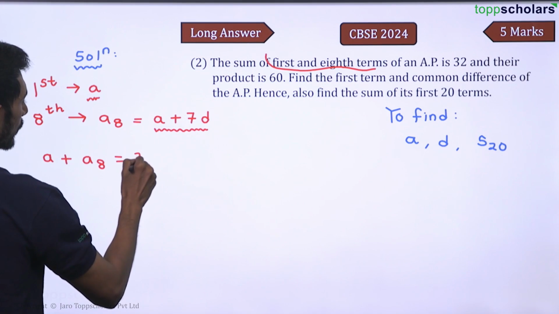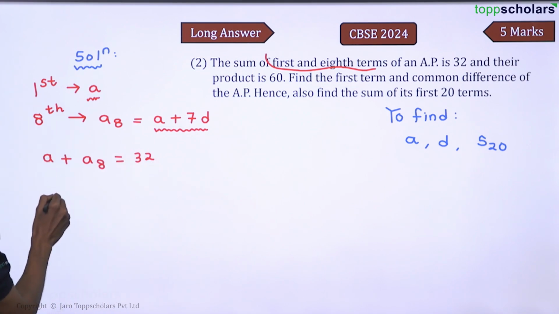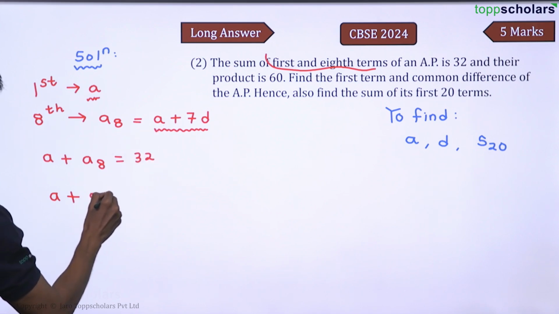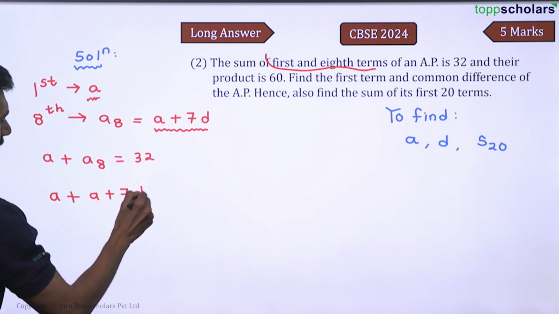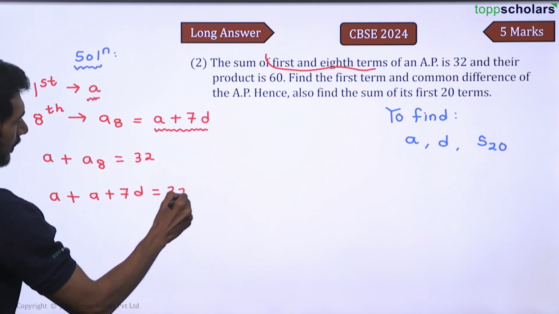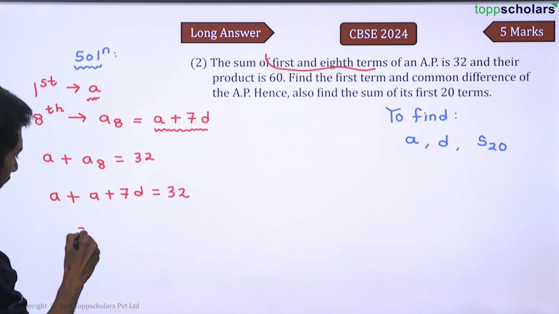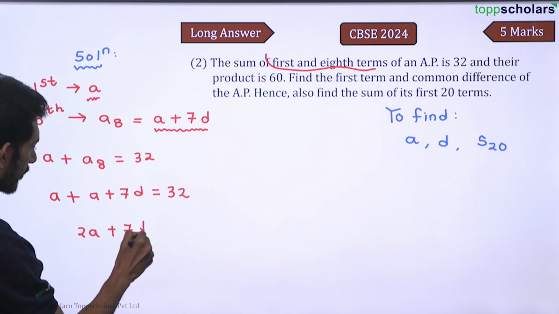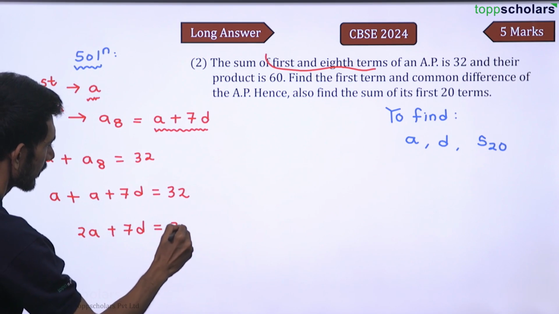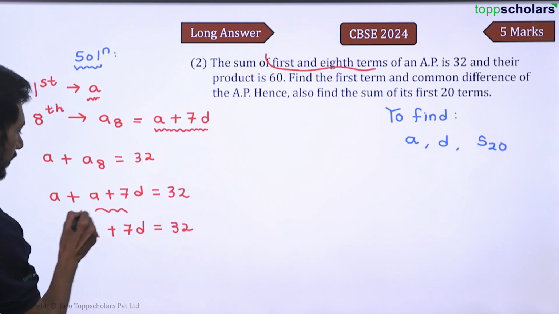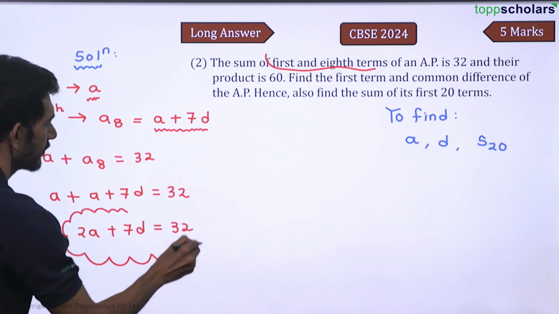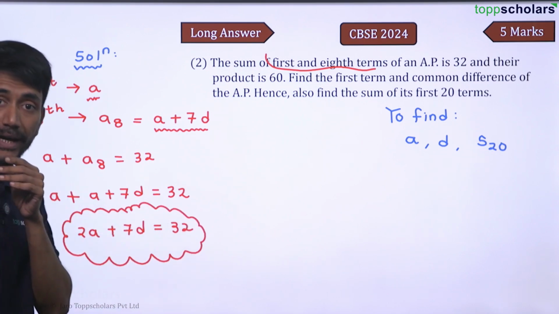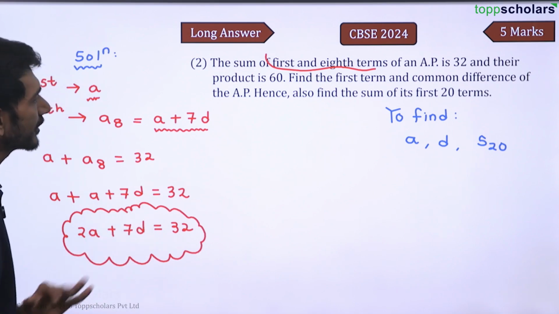So it is given that A plus A8 is 32. So can I say A remains A only plus A8 is A plus 7D is equal to 32. A plus A is 2A plus 7D is 32, right? Let us keep this aside. This is an important equation, we might need this later. 2A plus 7D is 32.